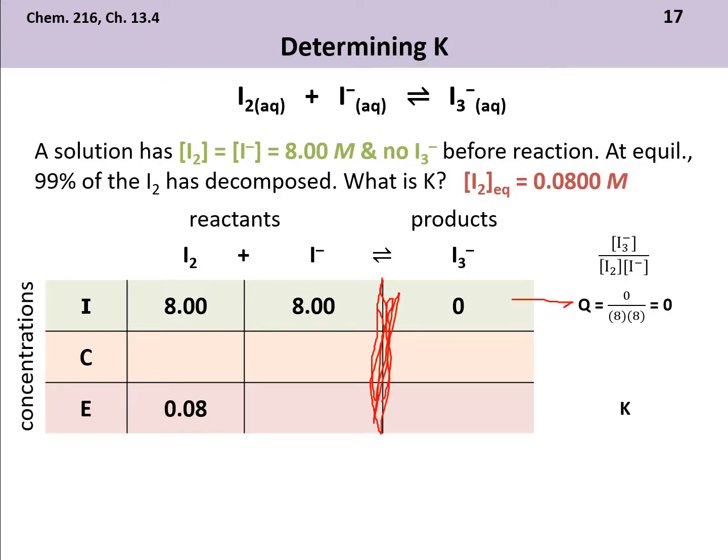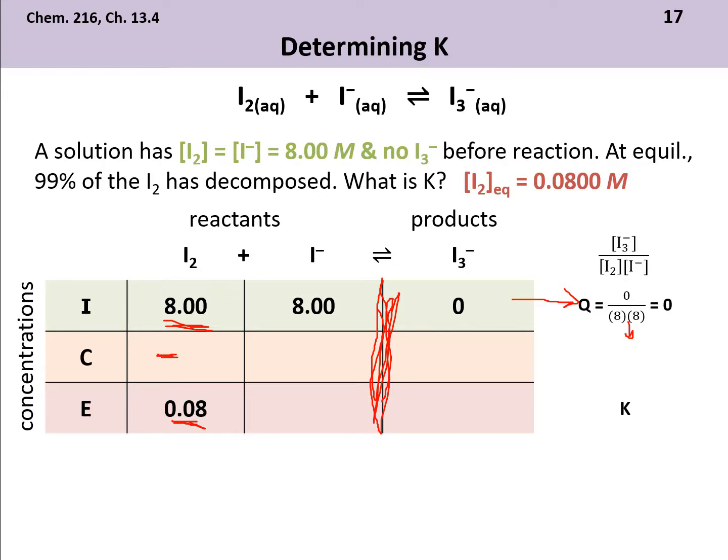I found Q. Now I compare Q and I say, well, how do I get from Q? Okay? Well, now, notice what happens. I go from 8 molar I2 to 0.08. So what has to happen? I need to lose. Right?